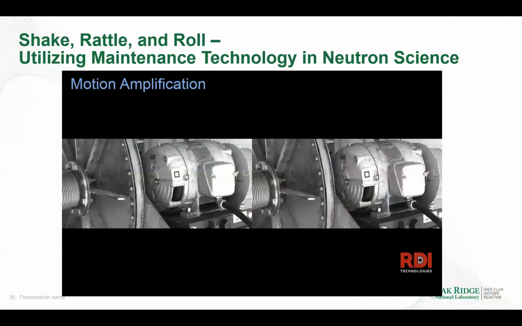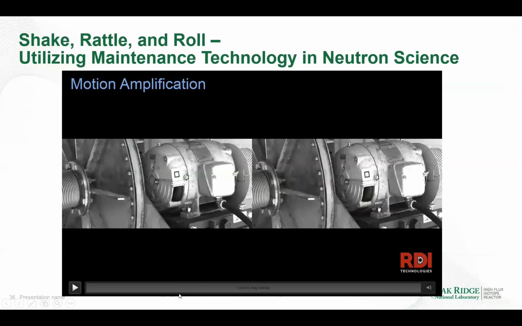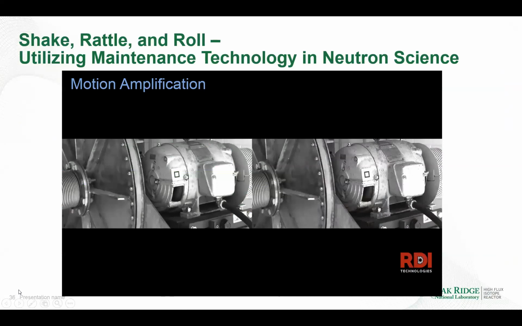With motion amplification, this is one of our newest technologies out in the quote unquote maintenance world, and what this video does is basically amplify every pixel in the frame. I don't think my video is gonna work. But it amplifies the motion of all the pixels in the frame, and what it shows you is how much a machine is moving, but on a microscopic scale.